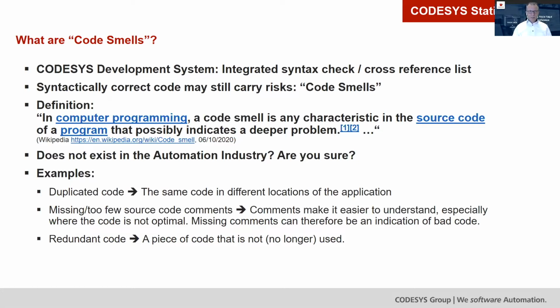Another example, redundant code. A piece of code that is not or no longer used. Yeah, you have an object in your project that is never executed. But why is it there? And therefore, it might make sense to have a check of such code. And there are many more examples.